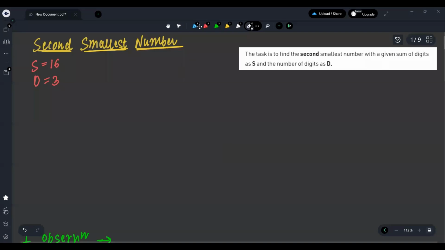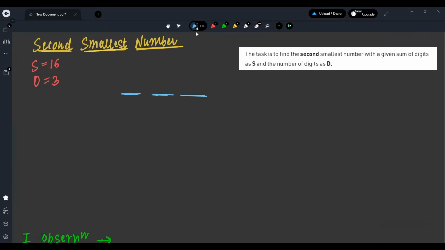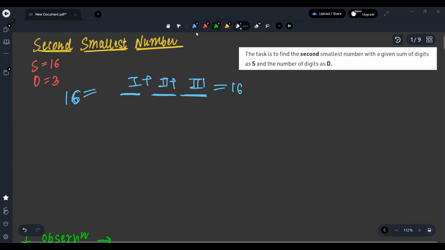Let us say we are given s is equal to 16 and d is equal to 3. That means we have to form a number with 3 digits. Here we have to choose digits such that when I add them, it will give 16. So how can we do that?